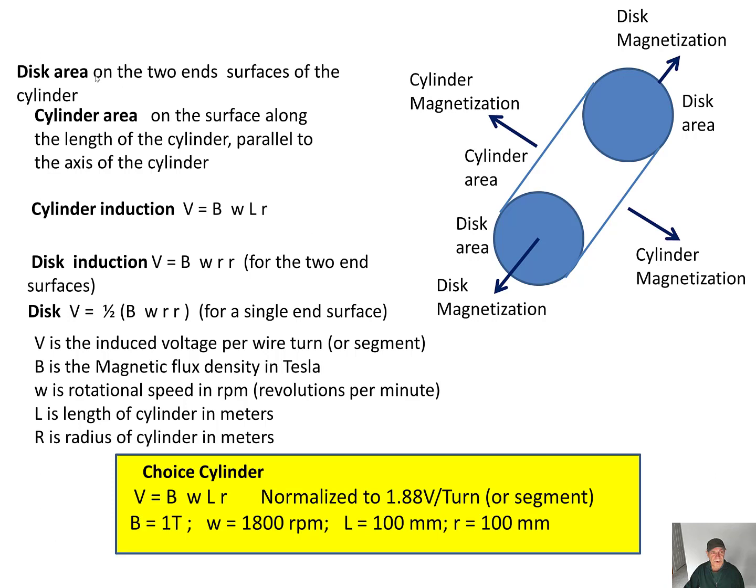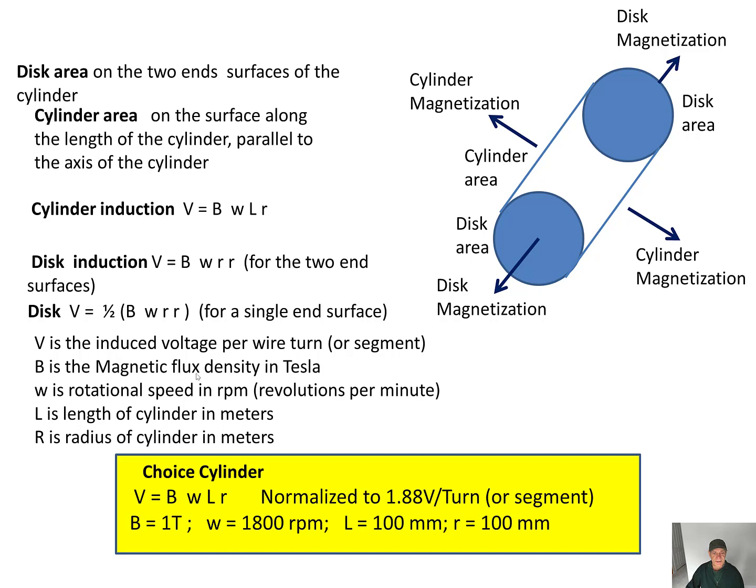So to summarize, the disk area is on the two end surfaces of the cylinder. Cylinder area is on the surface along the length of the cylinder, parallel to the axis of the cylinder. Cylinder induction is the induction on the write surface. This V equals B W L R. Disk induction V equals B W R R for the two end surfaces together, but if you're only using one disk surface, then it's half B W R R for a single end surface. V is the induced voltage per wire turn or segment.